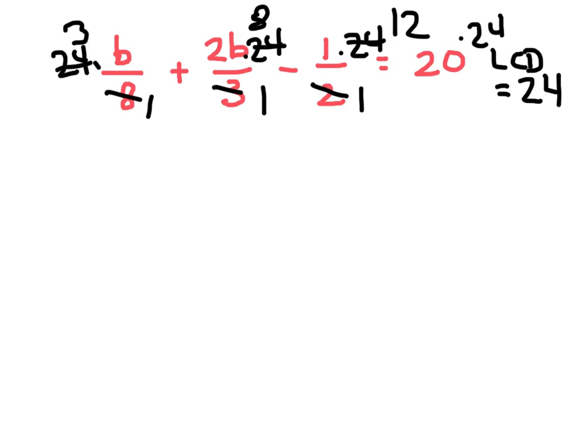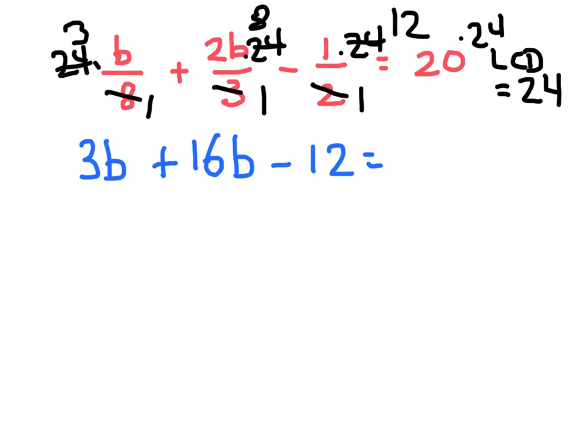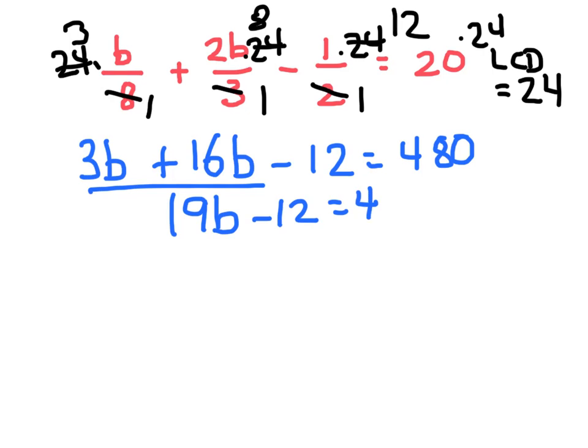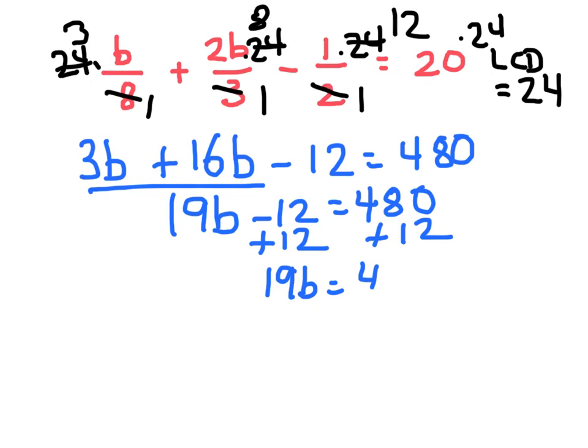So 3 times b, the first term becomes 3b. Then 8 times 2b, that would be 16b. Minus, that's 12 times 1, so that's 12. Equals 20 times 24 is 480. Okay, let's combine the like terms. 3b plus 16b is 19b. Now let's add 12 to both sides. So 19b equals 492. Now divide both sides by 19.